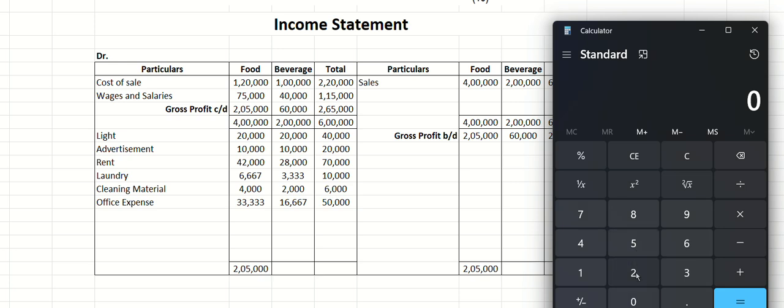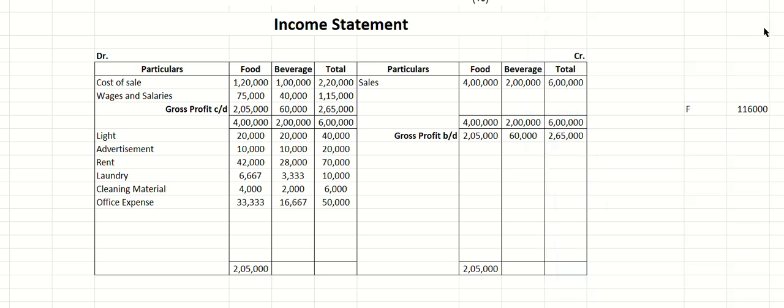We have light expense of 20,000 rupees plus advertisement expense of 10,000 rupees plus rent 28,000 plus laundry expense 3,333 plus 2,000 for the cleaning material plus 16,667. So together we have an expense of 80,000.